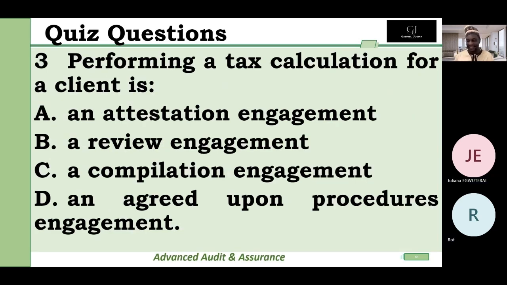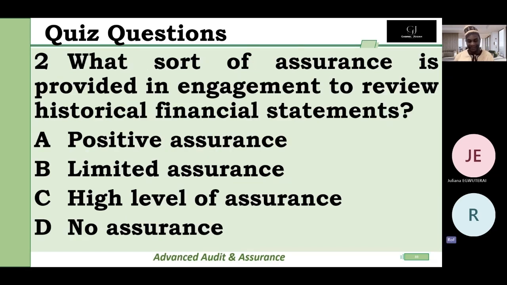Number 3, performing. Okay, let me go back. Somebody wants to change her mind. What sort of assurance is provided in engagement to review historical financial statements? High level, positive, limited, no assurance. Are you done? Should I move to the next, or should I still review? Review.